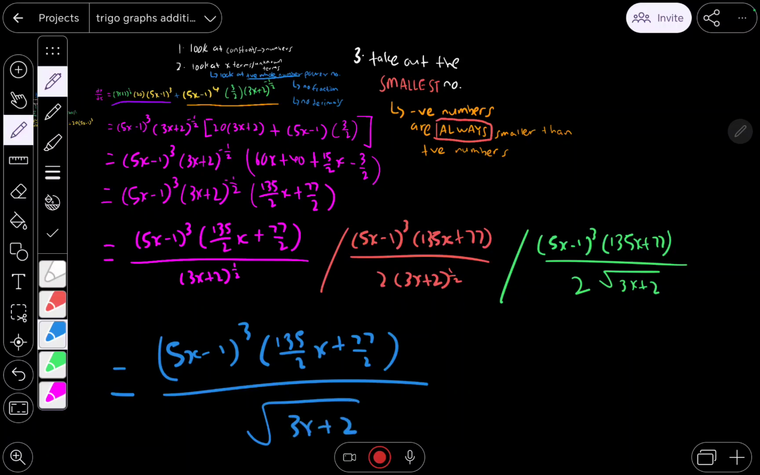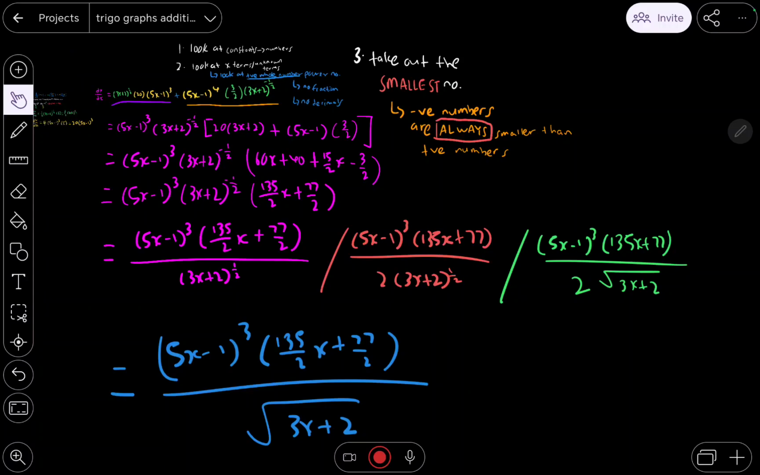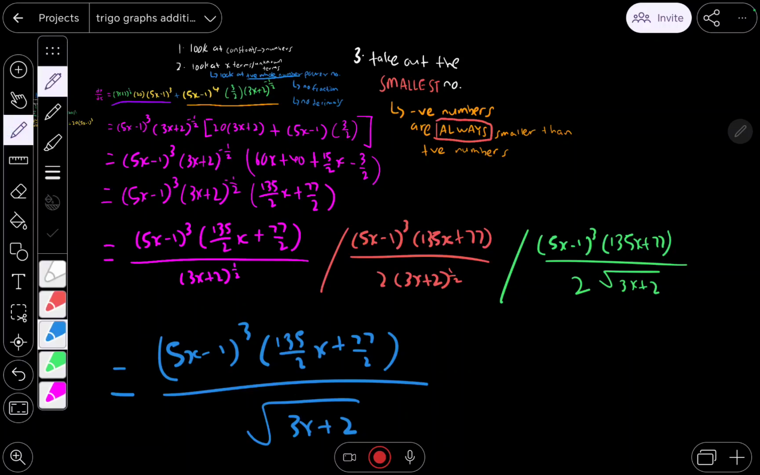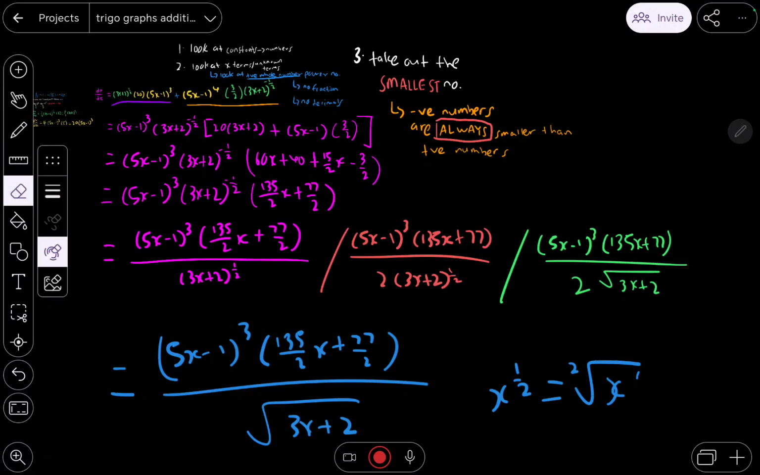So you might wonder, why square root? So I'll explain the blue one first, okay? The red and the green, right? They are similar, but just that one I change to square root, one I leave it in positive index form. Okay? So I'll explain the blue one first. Why square root? Because remember, x to the power of half is square root x. So now your x, just replace it with 3x plus 2, and you already have your answer.